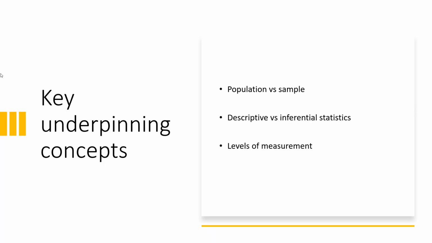Okay, so as I said, the first thing we're going to have to do is get to grips with some of the terminology we'll be using. And these things, population and sample, descriptive and inferential statistics, and levels of measurement, are really key to understanding how statistics work and the ways in which different types of statistics should be applied.